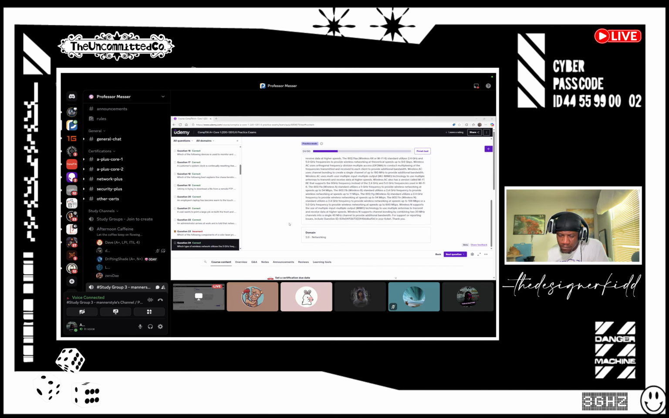The 802.11g wireless G standard utilizes a 2.4 gigahertz frequency to provide wireless networking at speeds of up to 54 megabits per second. The 802.11n wireless N standard utilizes a 2.4 gigahertz frequency to provide wireless networking at speeds of up to 108 megabits per second, or a 5.0 gigahertz frequency to provide wireless networking at speeds of up to 600 megabits per second. Wireless N supports the use of MIMO technology to use multiple antennas to transmit and receive data at higher speeds. Wireless N supports channel bonding by combining two 20 megahertz channels into a 40 megahertz channel to provide additional bandwidth.